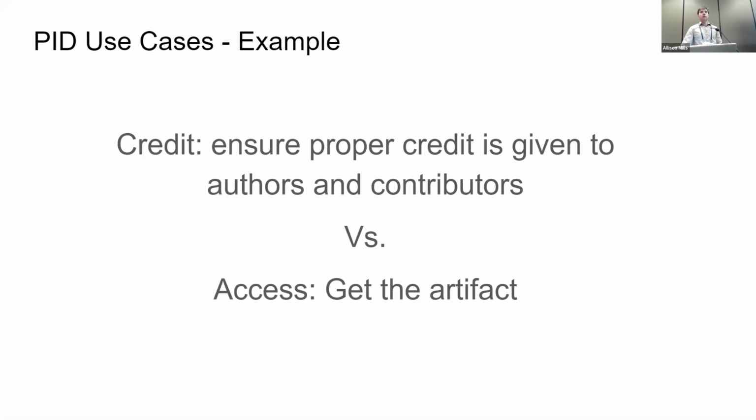Whereas in the case of access, you may not need any metadata at all. You just want to get the thing, and nothing beyond the location, as Mark said earlier, is necessary. So that's kind of 2 use cases, and there's many others which we'll get into.